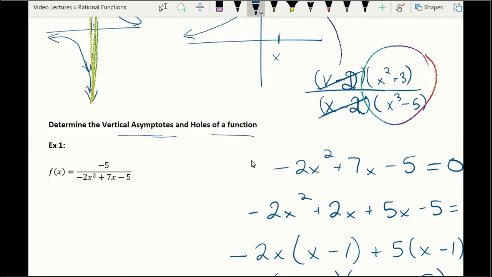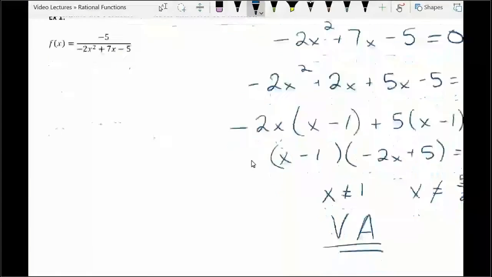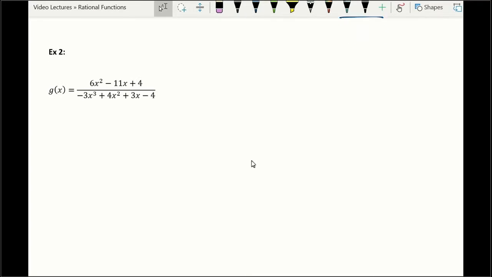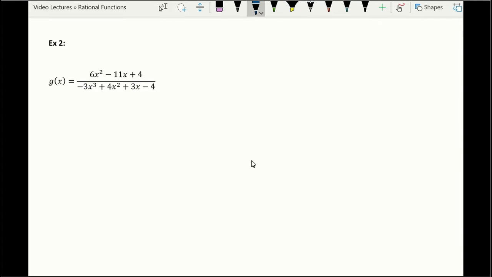So we can have vertical asymptotes and holes. We could have all holes and no vertical asymptotes, or we could have some mix. There's no quick way to tell you how many of each we're going to have. So let's do another example. I think you guys would agree. This one looks a lot more complicated. So we're going to go ahead and start from the beginning.